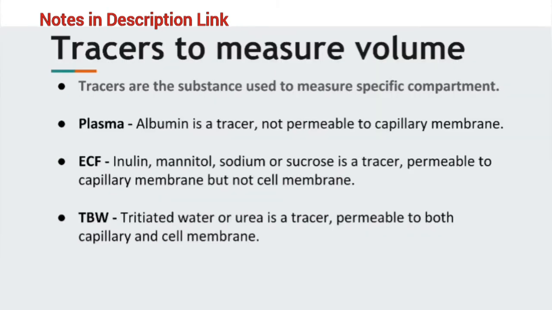So we discussed the body fluid compartments and their distribution. If we want to measure a specific compartment, then we use a tracer. A tracer is a substance which is used to measure a specific compartment. That is, a tracer is limited to a specific compartment. It cannot go to other compartments, so we can easily measure.